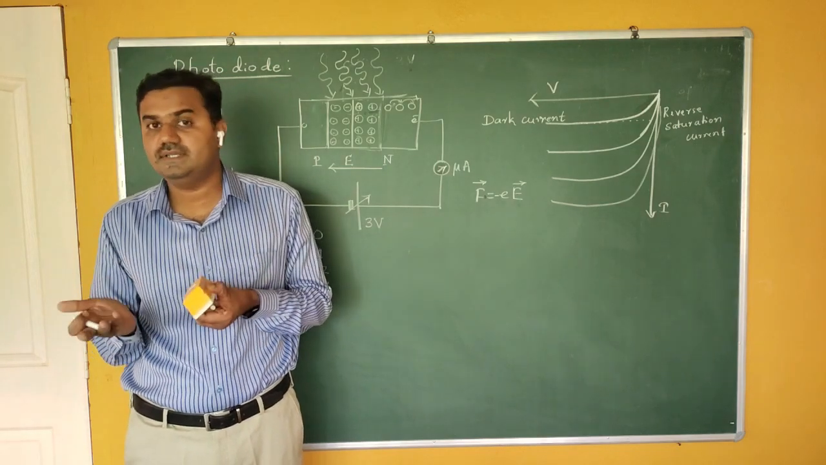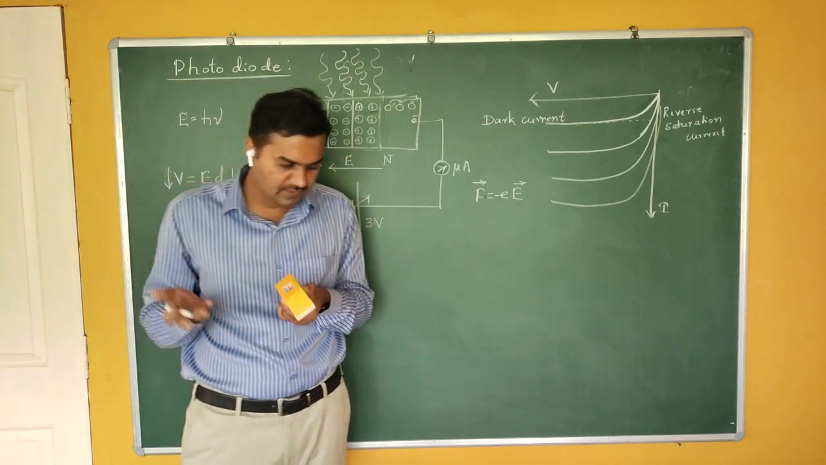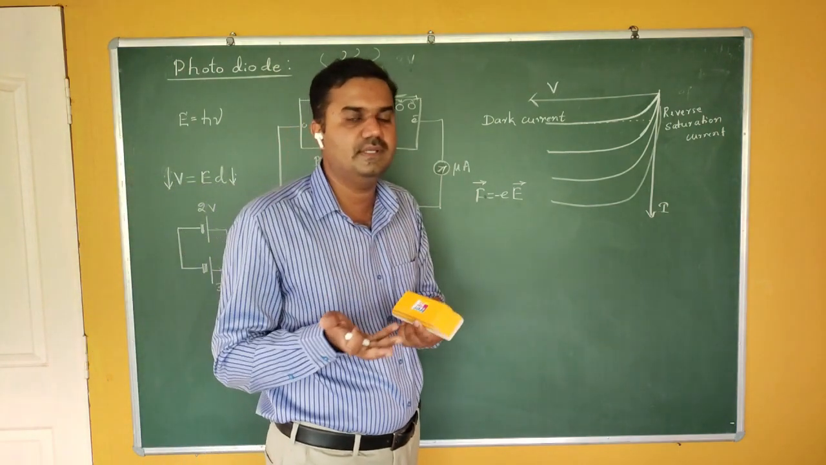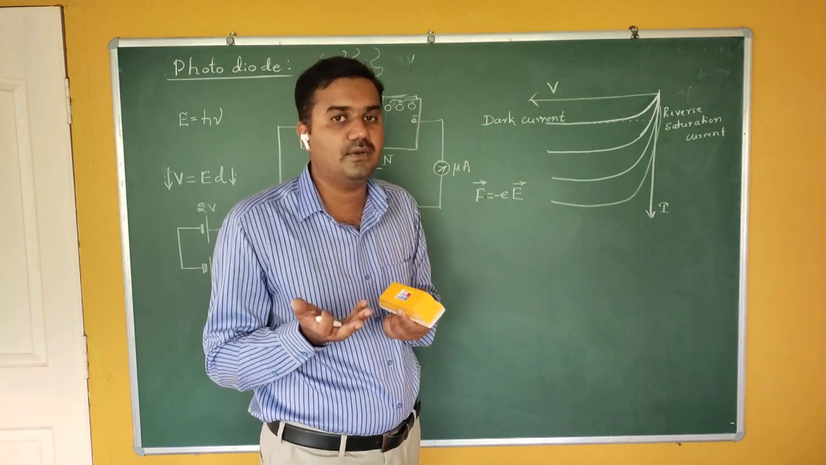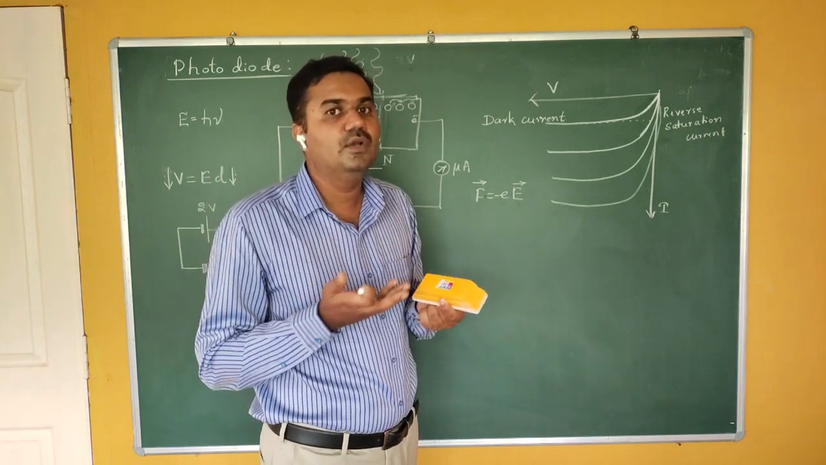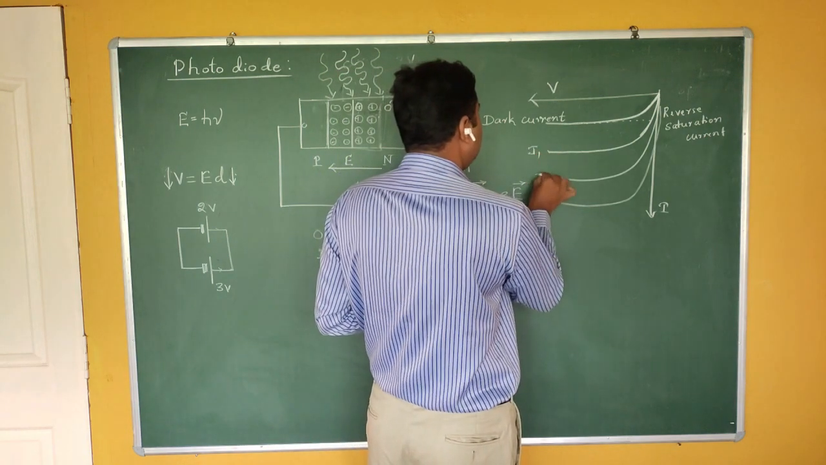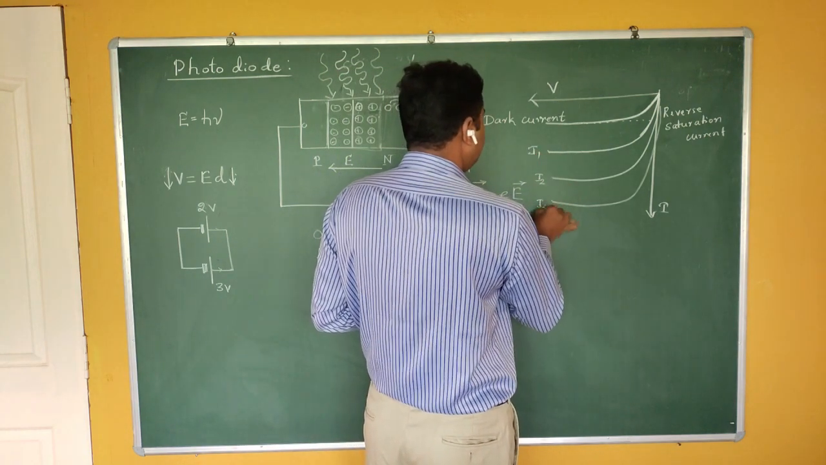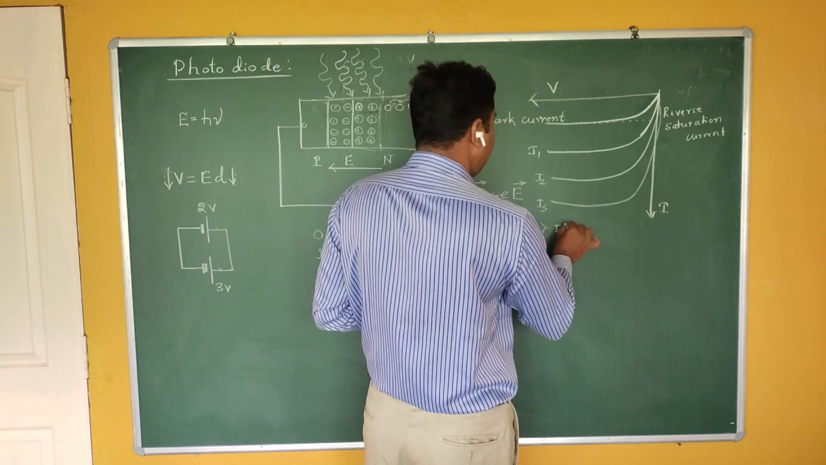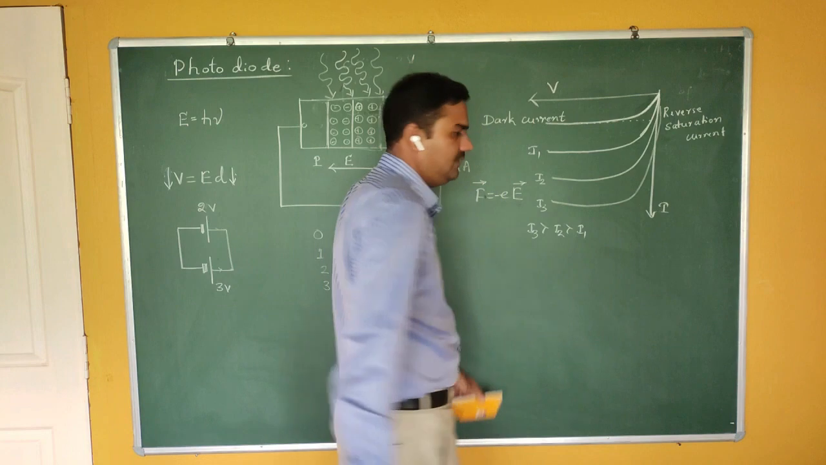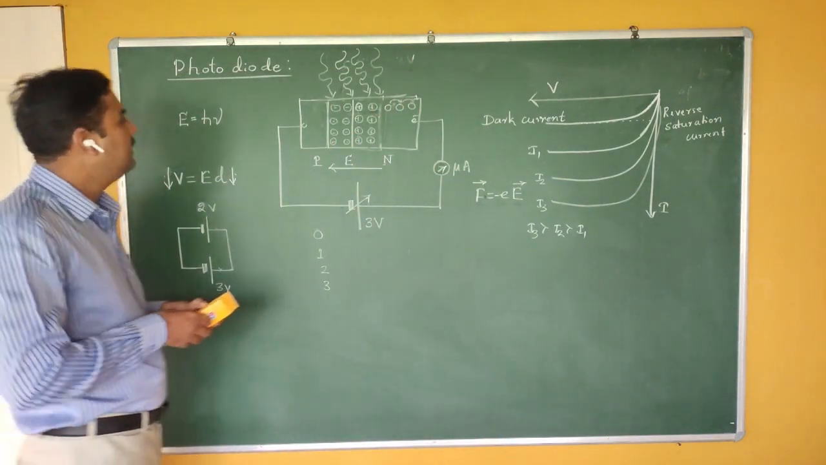If you increase the intensity, that means you are increasing the number of photons. As the number of photons increases, the number of electrons also increases. And current is nothing but the flow of charges, the flow of electrons. Therefore you are getting more current. So if you take I1, I2 and I3, where intensity I3 is greater than I2, which is greater than I1, as the intensity increases, the photocurrent also increases.